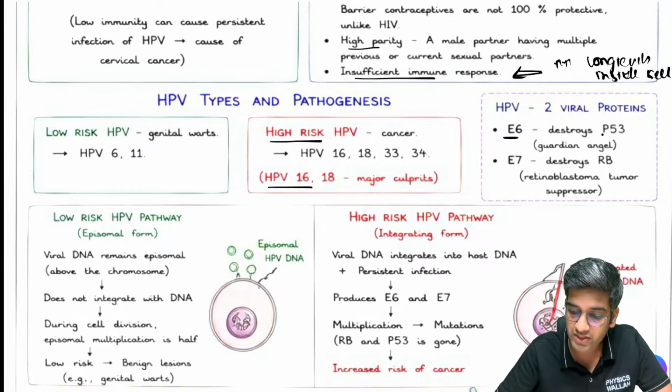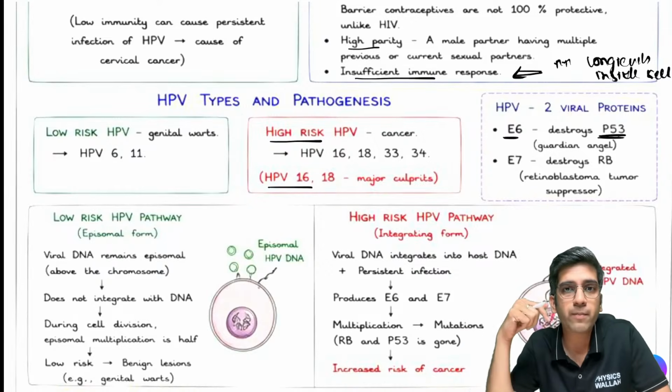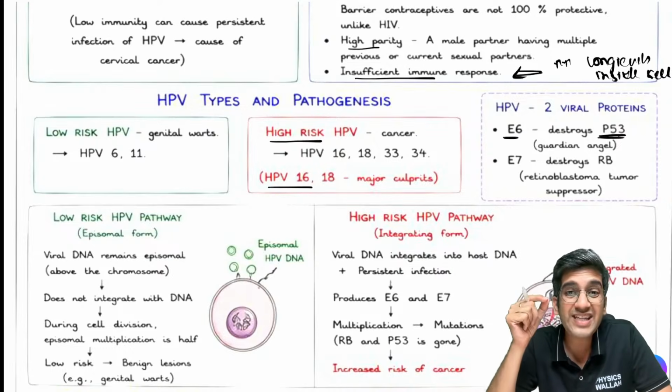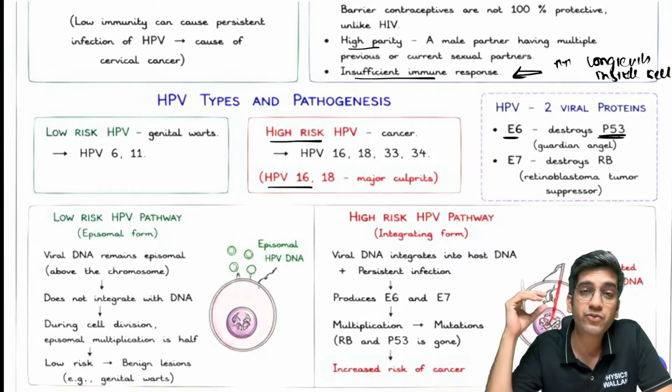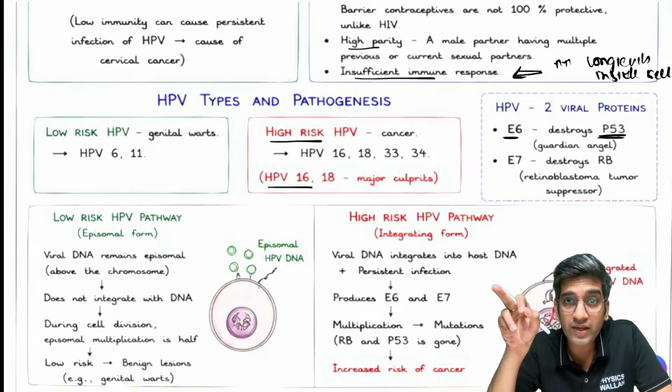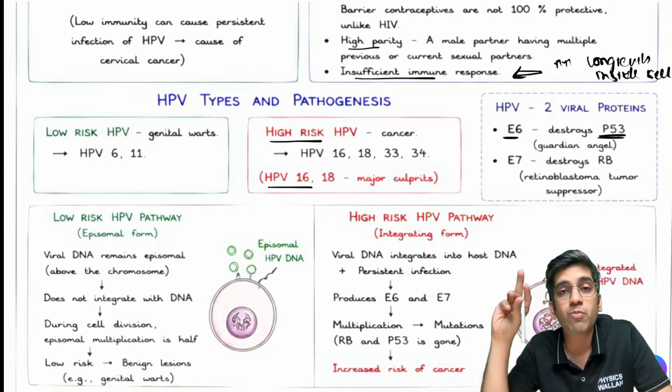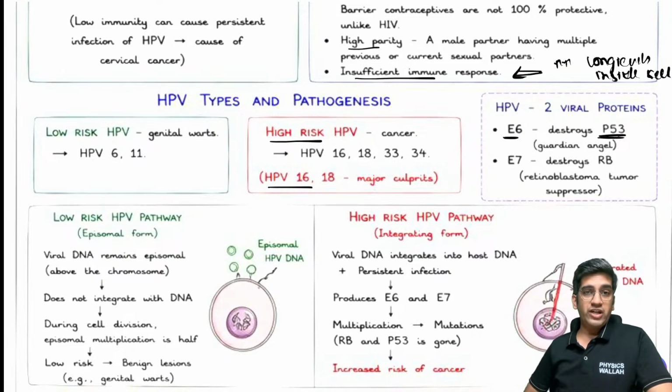E6 destroys the host P53. P53 is a guardian agent, right? It will destroy them. And your E7 will nullify retinoblastoma. Both of them are very powerful tumor suppressors, and these viral proteins E6 and E7 are going to modify them. And the most important difference here, right?